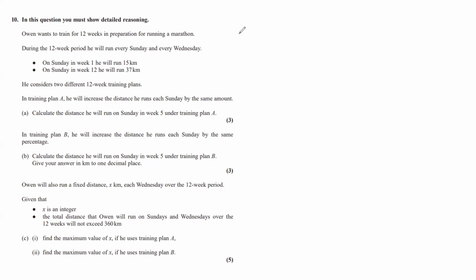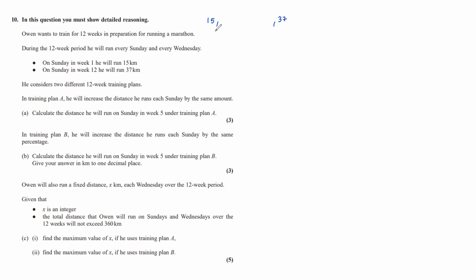In training plan A, he will increase the distance he runs each Sunday by the same amount. That means it is an arithmetic progression, an arithmetic sequence here. Calculate the distance he will run on Sunday in week 5 under training plan A. So here, the first term is 15, and the last term, we know it is 37.